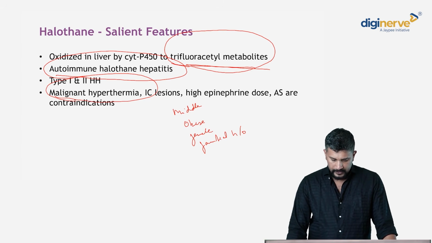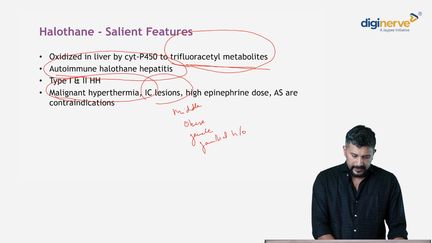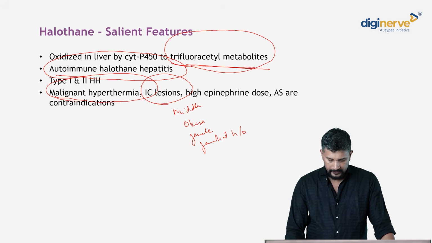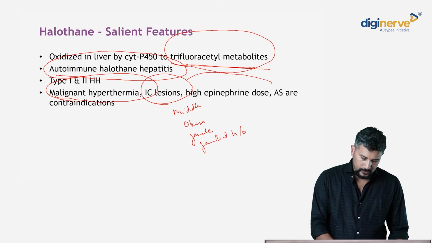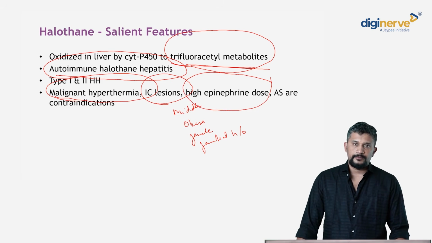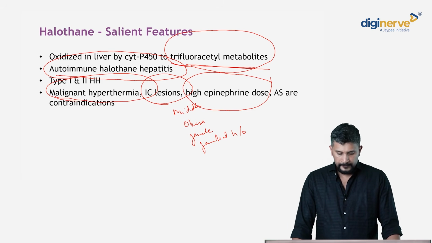Also, in those patients who have intracranial space occupying lesions, you're not going to use halothane because it tends to increase your intracranial pressure. Also, whenever you have a patient with a high dose of epinephrine, he is in shock, he needs a high dose of epinephrine, you would tend to avoid halothane because it sensitizes the heart to catecholamines.